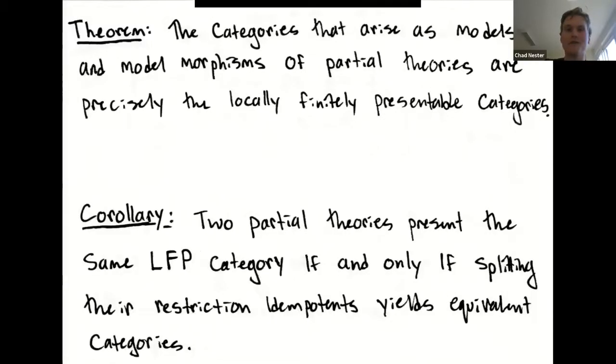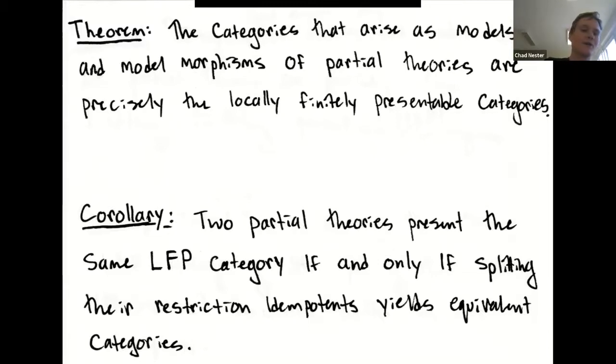There is a variety theorem that we've proven. This part is joint work with Pavel Sobocinski, Ivan Liberti, and Fosco Loregian. The variety theorem is that the categories that arise as models and model morphisms of partial theories are precisely the locally finitely presentable categories. We're not going to talk about what those are, but this is a good theorem.